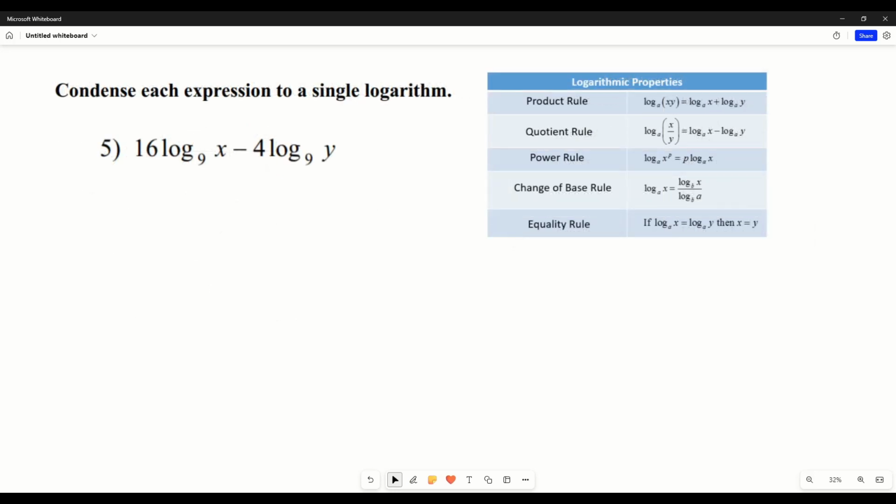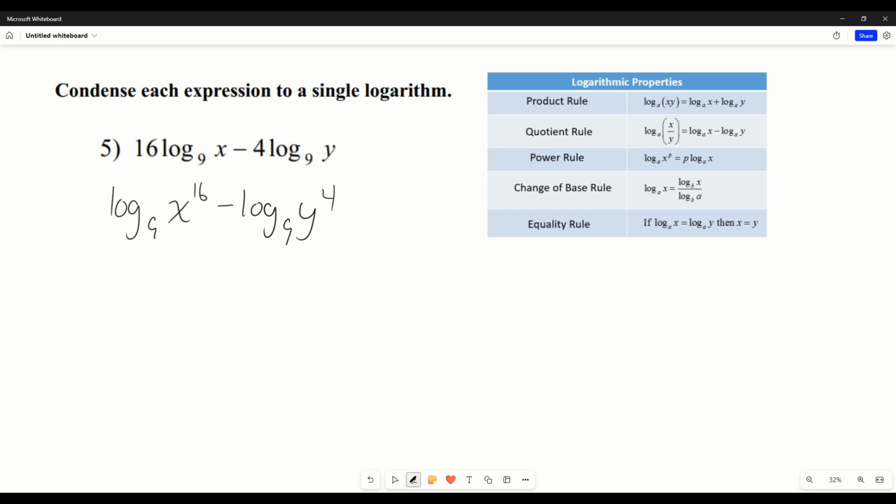For question 5, we have 16 times log base 9 of x minus 4 times log base 9 of y. Okay, so we're gonna use the power rule to bring this 16 to the x. Okay, so log base 9 of x to the 16th power, and the same to this 4, minus log base 9 of y to the 4th power.